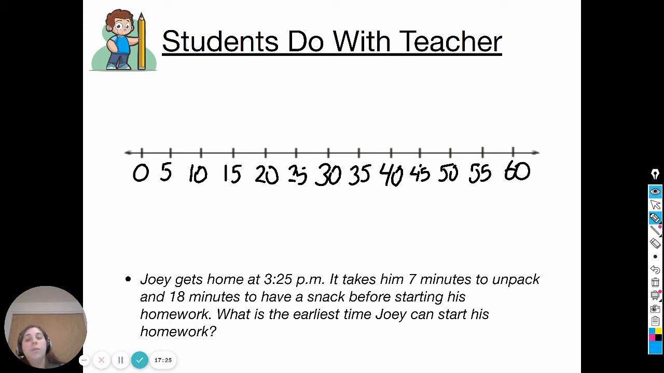Okay, so our first time we need to figure out is 3:25 p.m. Well, if it's 3:25, we know we're working between 3 o'clock and 4 o'clock. So I'm going to go ahead and add those labels on here. For 0, that's going to be 3 o'clock p.m. And the 60 minutes, which is an hour later, is 4 o'clock p.m.